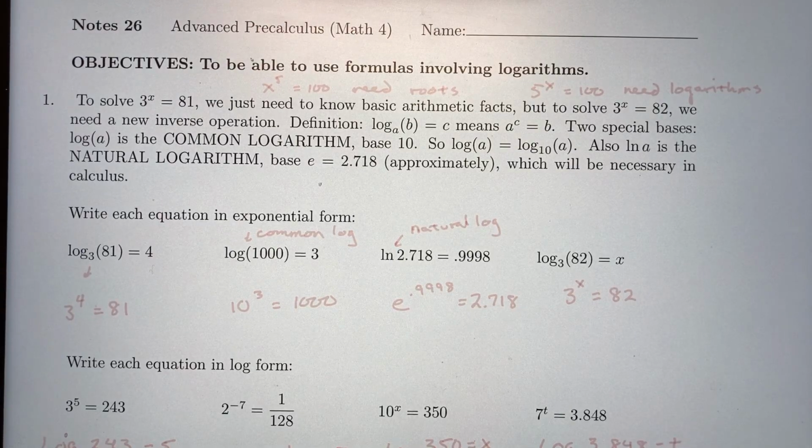Okay, quick review. If you have x to the fifth, you need roots to solve it. If you have 5 to the x, you need logarithms. So logarithms are for finding the variable exponent. Quick reminder that the base of the log is the base of the exponent.